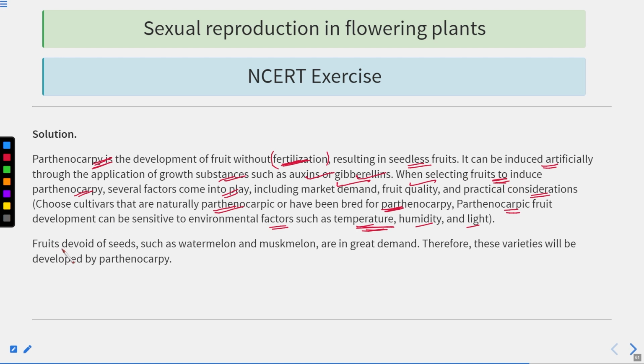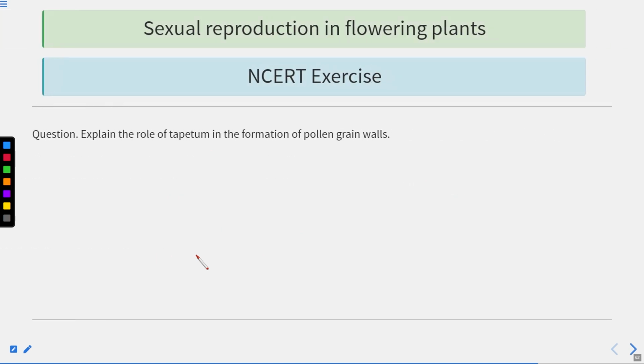Clear? Now, fruits devoid of seeds such as watermelon and muskmelon are in great demand. Therefore, these varieties will be developed by parthenocarpy. Now, the next question is, you have to explain the role of tapetum in the formation of the pollen grain wall. So, tapetum is the innermost layer of the anther. Clear? This is the question here.